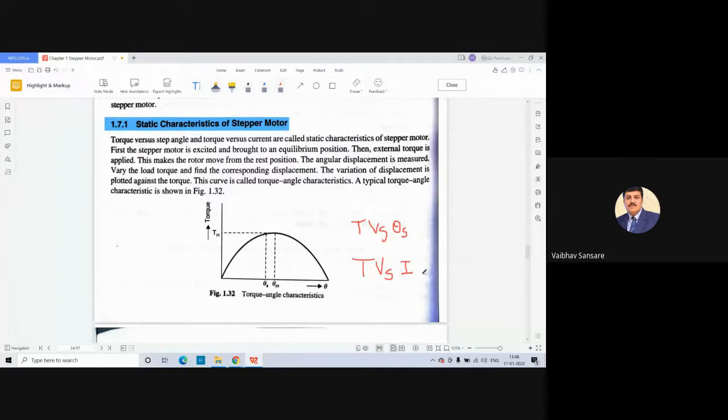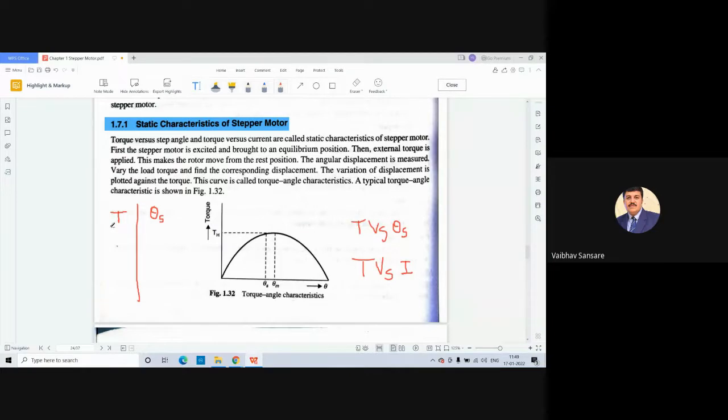Once we have brought the motor to the equilibrium position, we have to vary the external torque. We apply external torque to that motor, and this makes the rotor move from its rest position. By varying this load torque, we simply measure the angular displacement of the rotor from its equilibrium position. That means simply vary the load torque, and for the corresponding load torque, measure the angular displacement of the rotor.